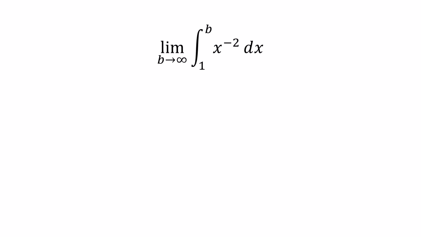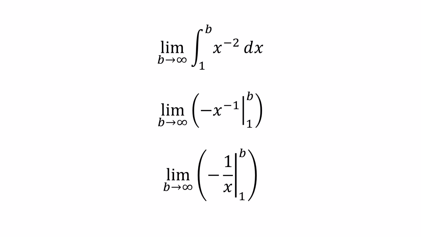Integrating, we obtain the limit as b approaches infinity of negative x to the negative 1 from 1 to b. In terms of positive exponents, this is the limit as b approaches infinity of negative 1 over x from 1 to b.